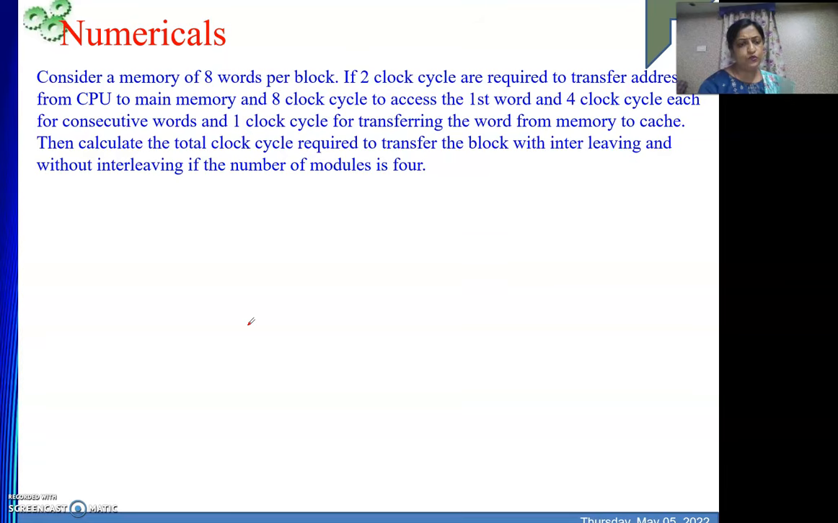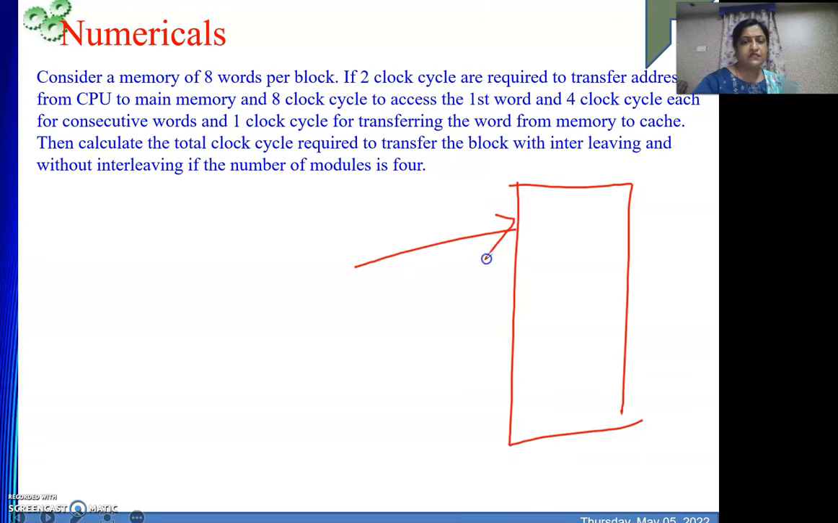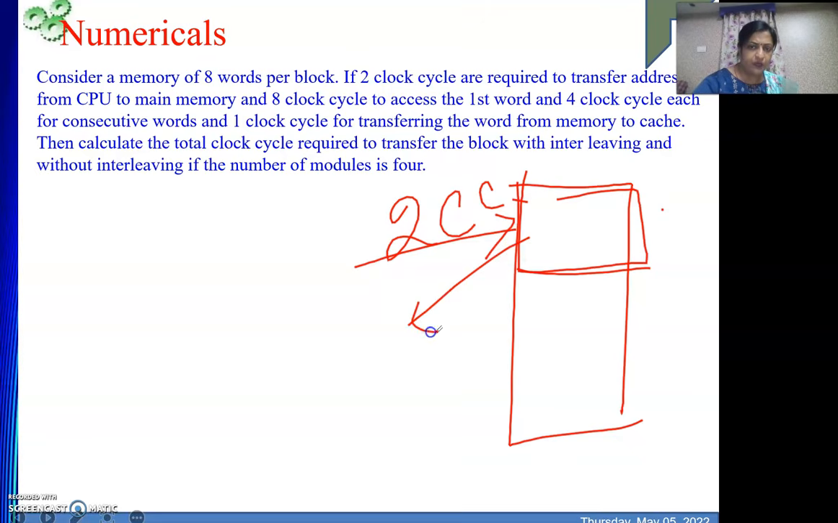Now the next part of the numerical is we need to do the same numerical without interleaving. That means we have a single memory module and we need to transfer a block of 8 words from the memory to the cache, right? So see, you have a single module, right? And first I'll give the address. I'll take what? 2 clock cycles. And then after 2 cycles, another 8 clock cycles are required to get the first word. Done? Now whatever I have got, I will transfer it to the cache. It will take 1 cc.